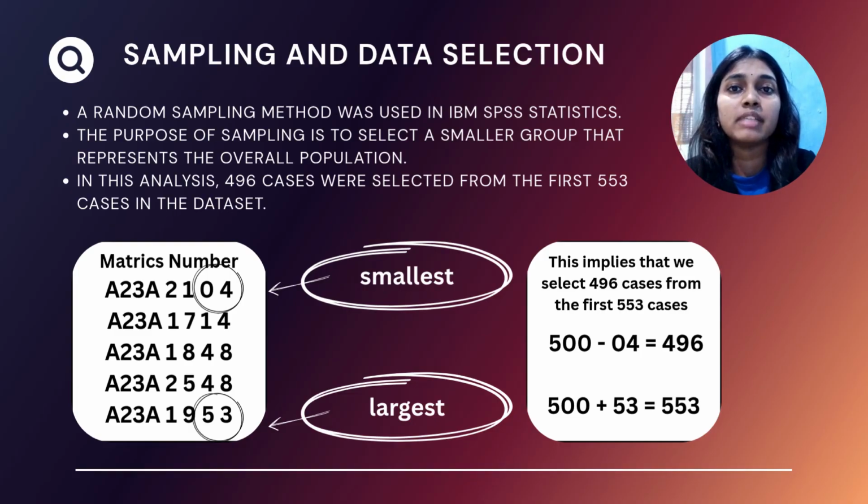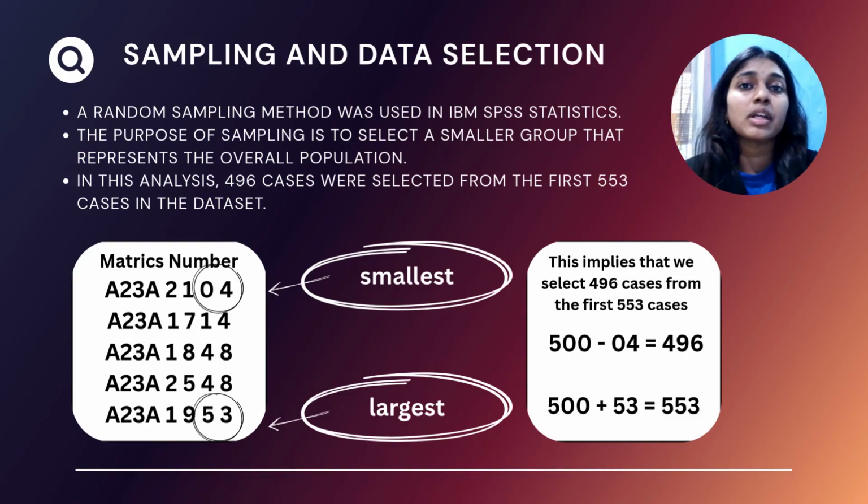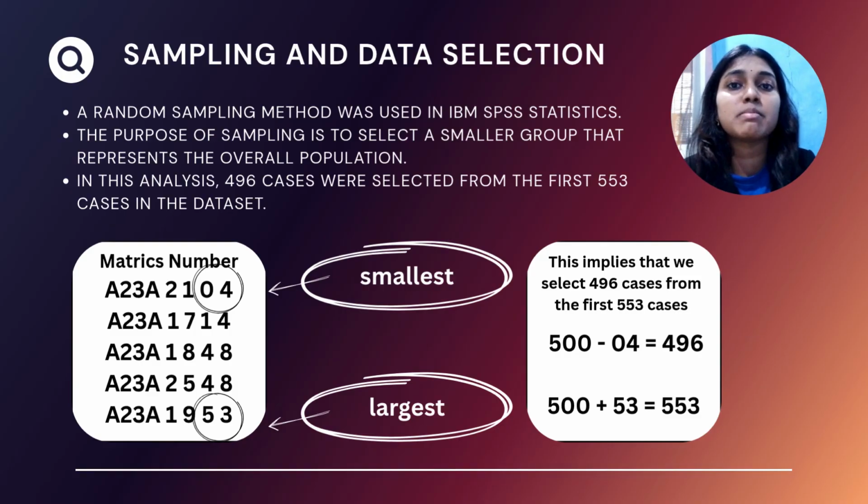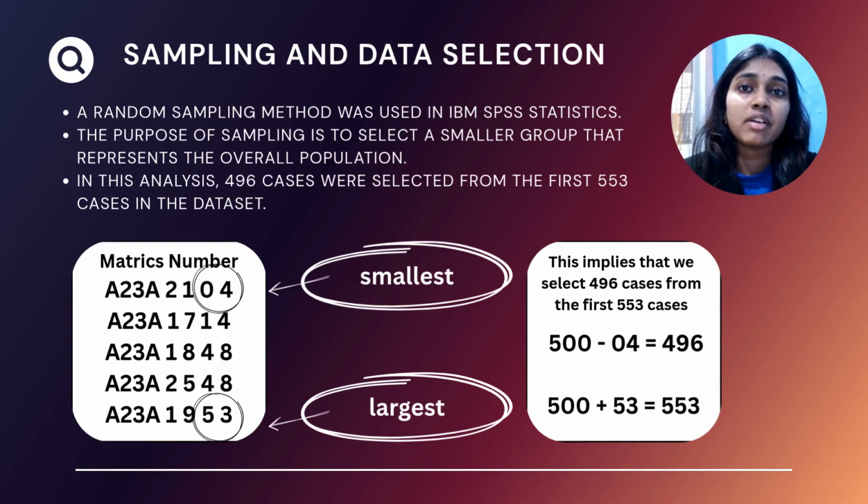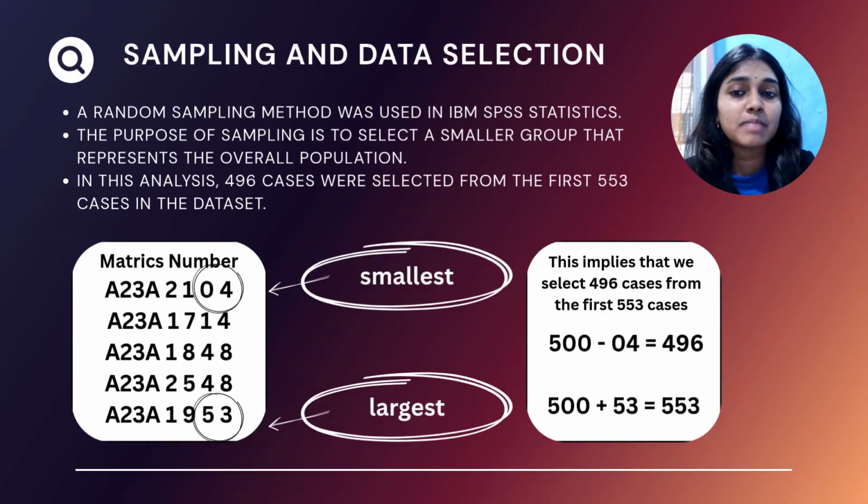This was determined by first listing down all the group members' matric numbers. For instance, if the last two digits of your group members' matric numbers are 4, 14, 48, 48, and 53, the smallest number would be 4 and the largest number would be 53. This implies that you would select 496 cases from the first 553 cases, where 496 results from 500 minus 4 and 553 results from 500 plus 53.